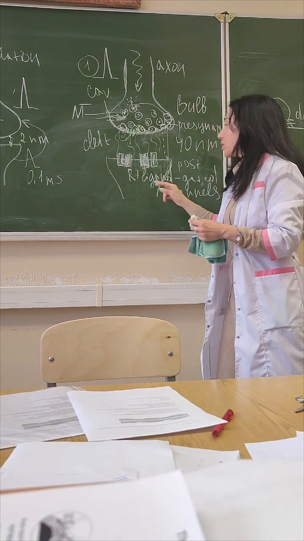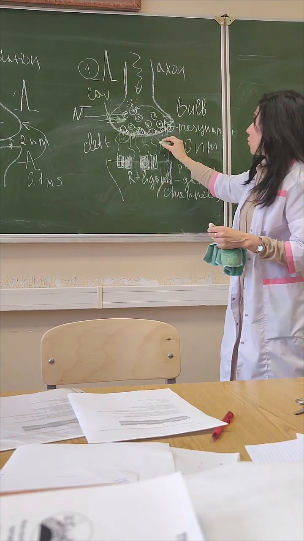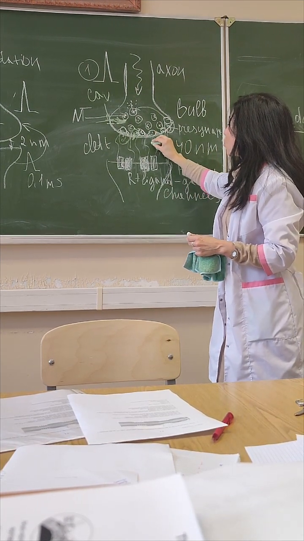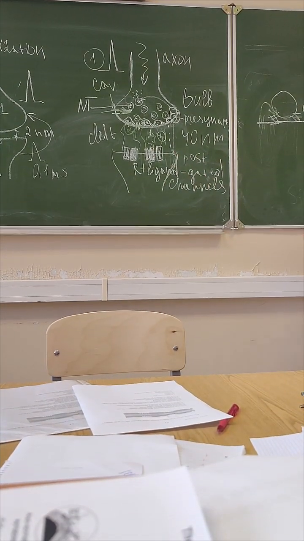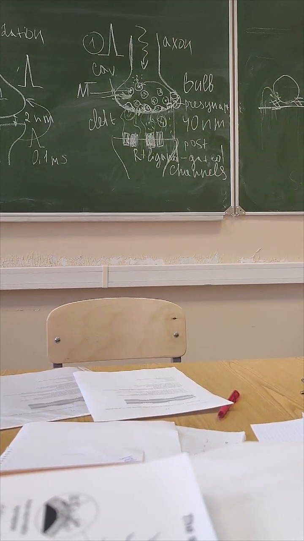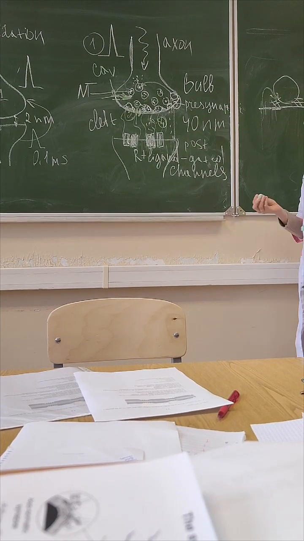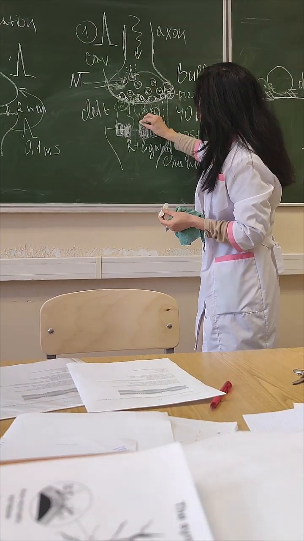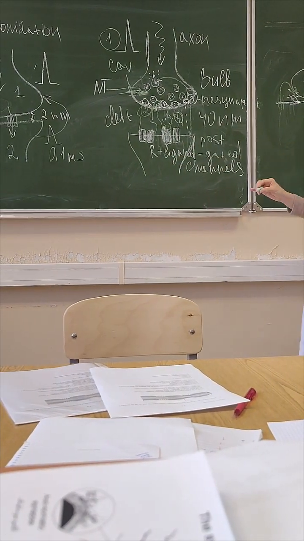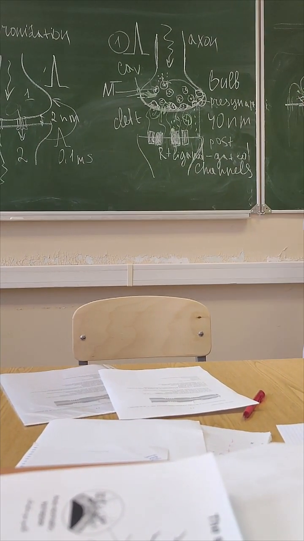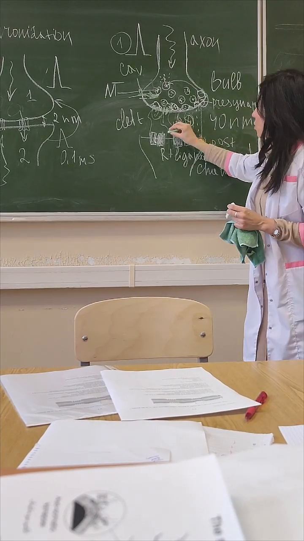Next part, postsynaptic. The fourth process is diffusion of neurotransmitter to the postsynaptic membrane, where it binds to what? Receptor. Ligand receptor. It binds to the receptor. This neurotransmitter binds to an ionotropic receptor.